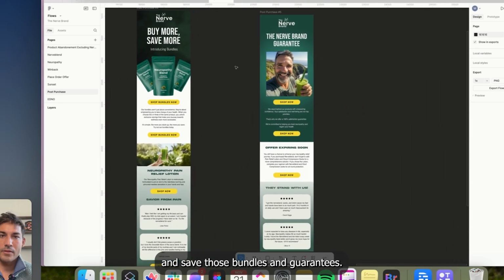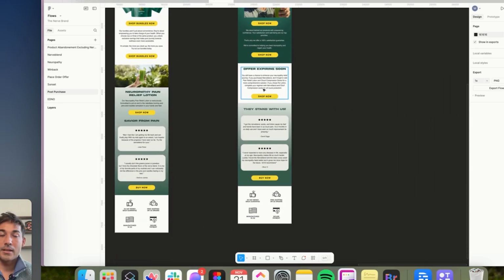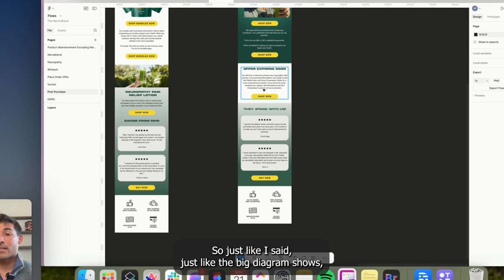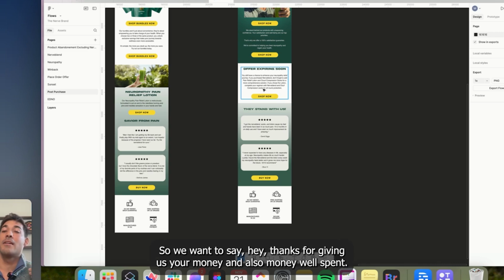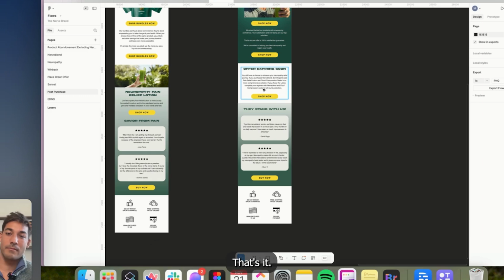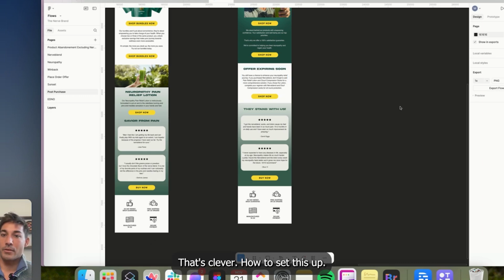Buy more and save, those bundles and guarantees. So just like I said, just like the diagram shows, introducing the brand, easing buying remorse. They just spent money. They're a little bit emotional right now. So we want to say, hey, thanks for giving us your money, and also money well spent. That's it. Let's go over how to set this up.